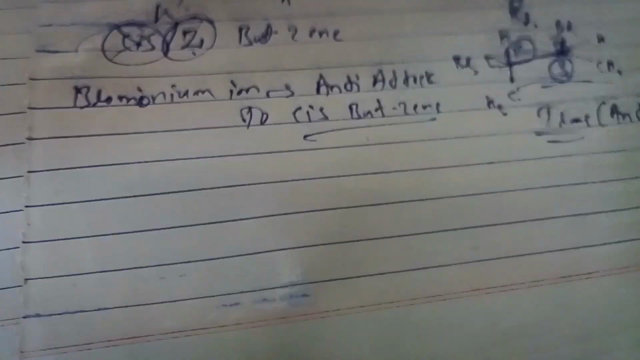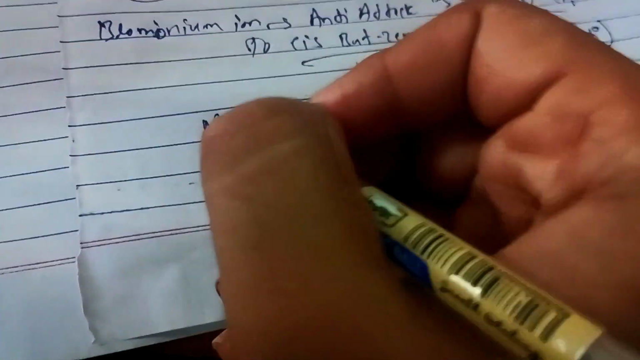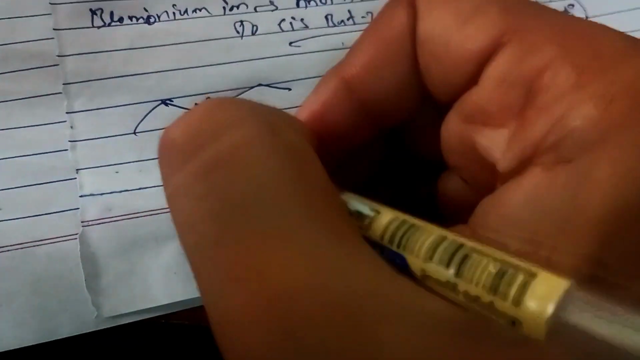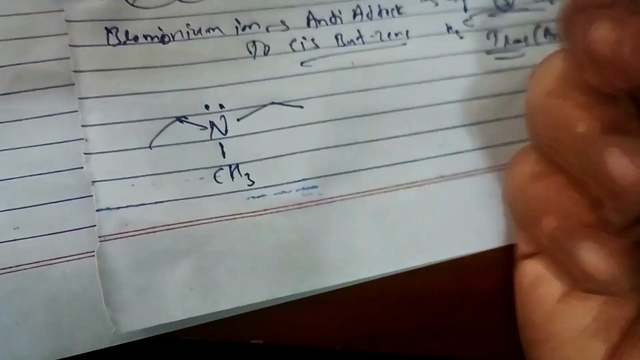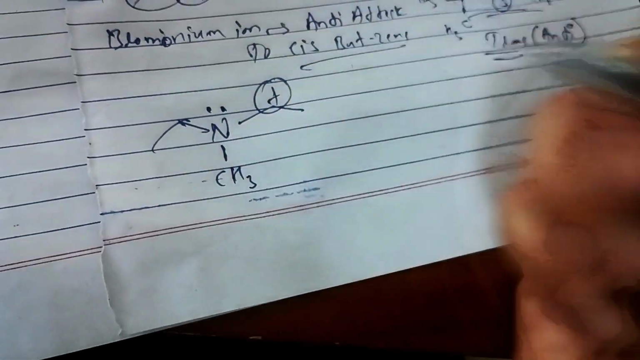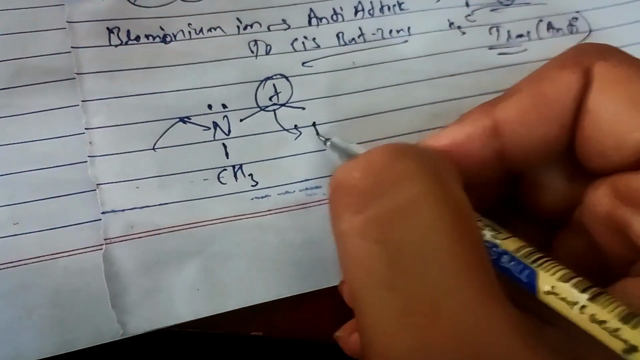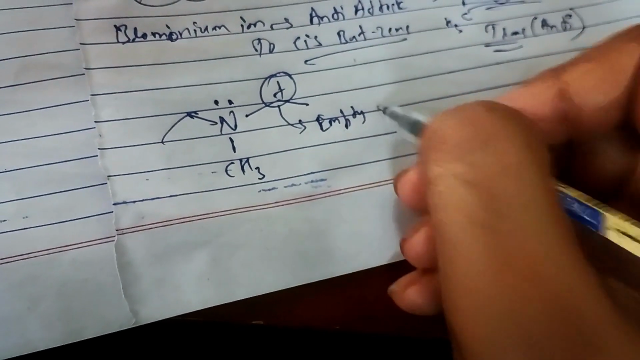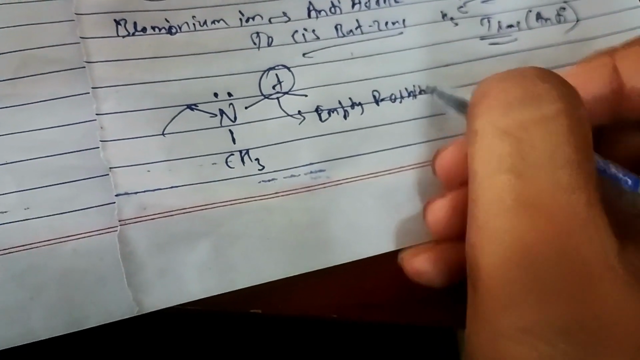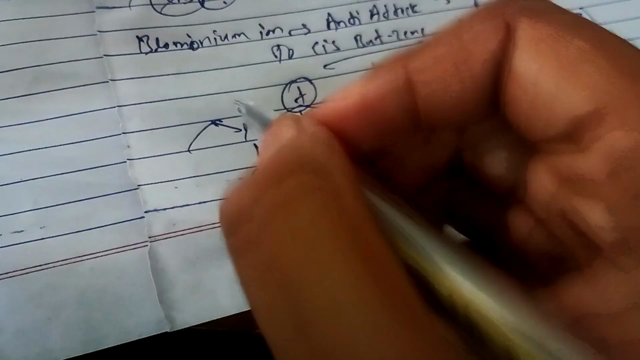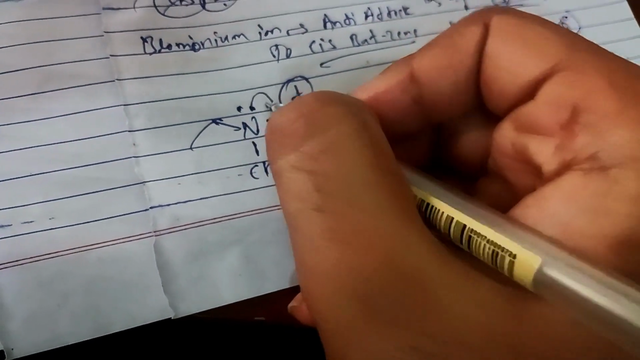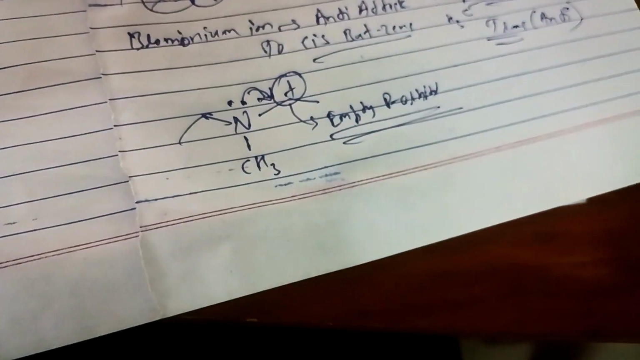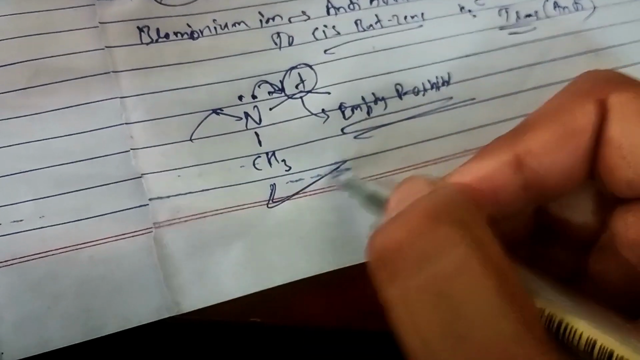Since here there are lone pairs on the nitrogen, and since it is positive in nature, here it is an empty p orbital. Since here the electrons will donate like this, hence it will be more stable.